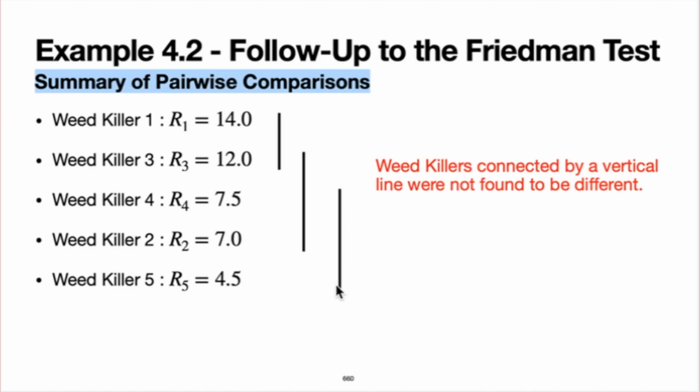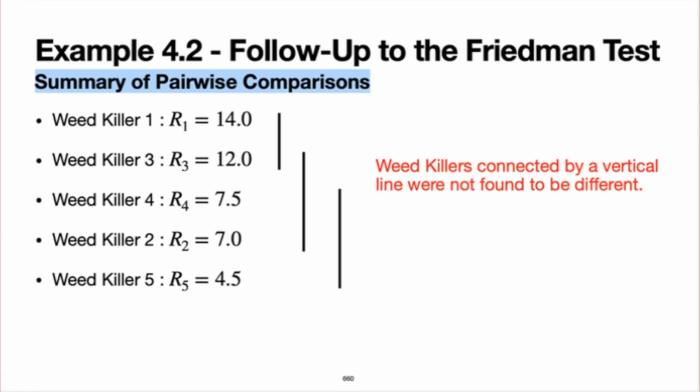And so what we can see here is that weed killers 1 and 3 are not different from each other. Weed killers 2, 4, and 3 are not different from each other. Weed killers 4, 2, and 5 are not significantly different from each other. Weed killer 1 is different from weed killers 4, 2, and 5. Weed killer 3 is different than weed killer 5. Those are the extent of the differences among the 5 treatments.